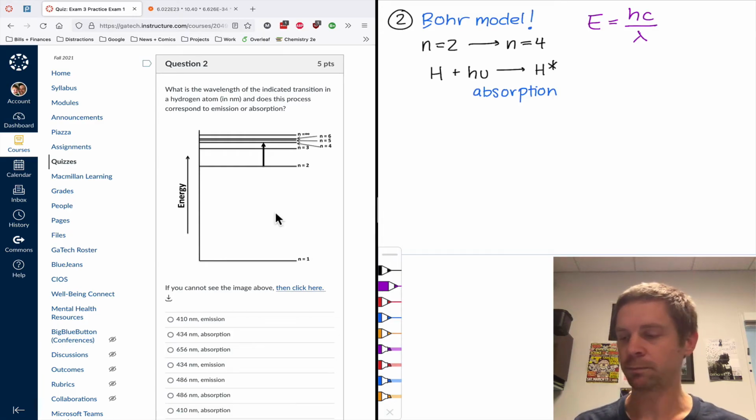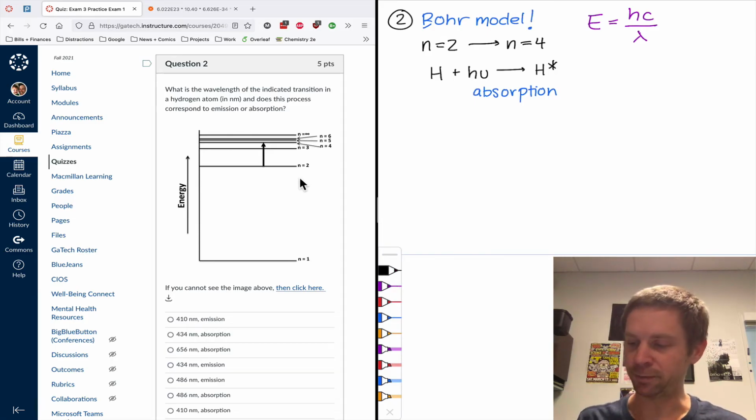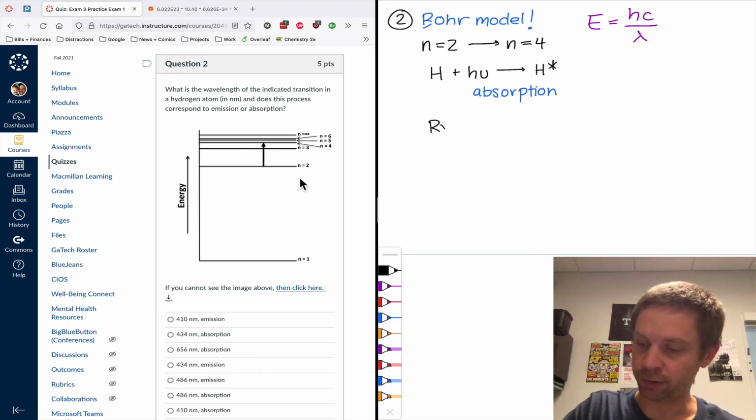So how do we do that? Well, we've got to somehow engage an equation that relates these n values and the difference between an initial and final n value in a transition to a wavelength or an energy. And what pops into my mind is the Rydberg equation. Of course, the Rydberg equation and Bohr model are deeply related. And I'd say the Rydberg equation is one that you're definitely going to want to have on your crib sheet.